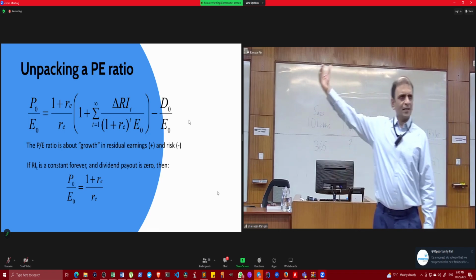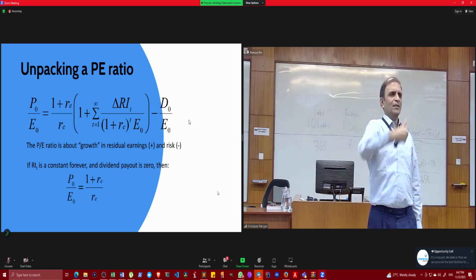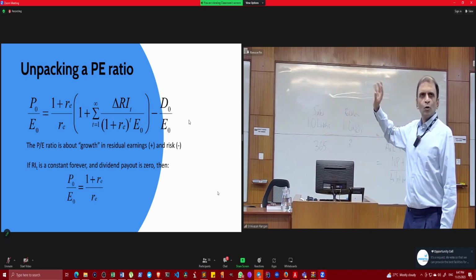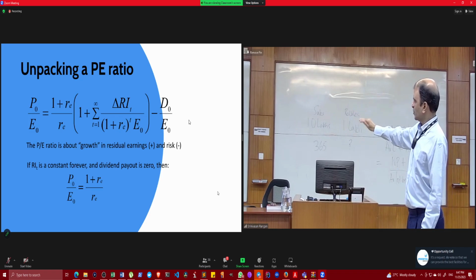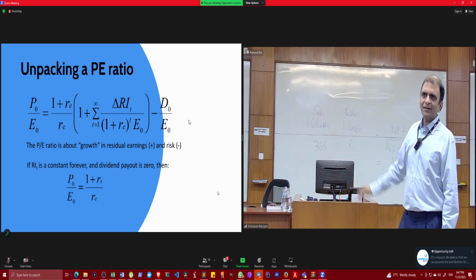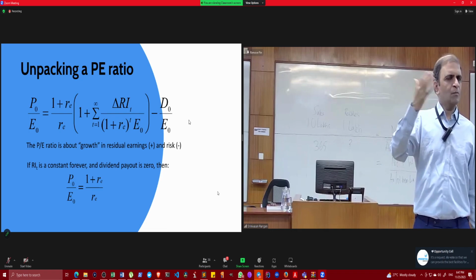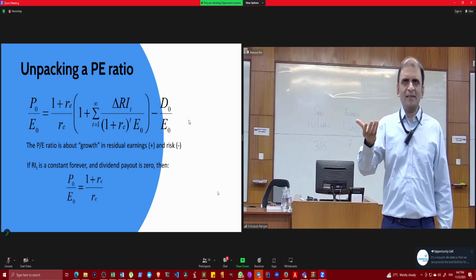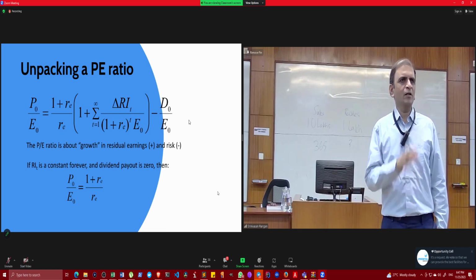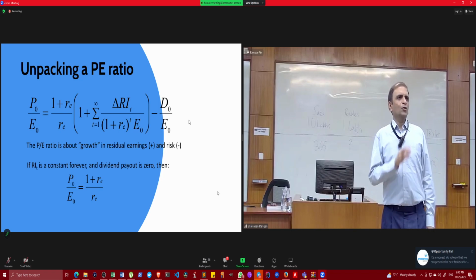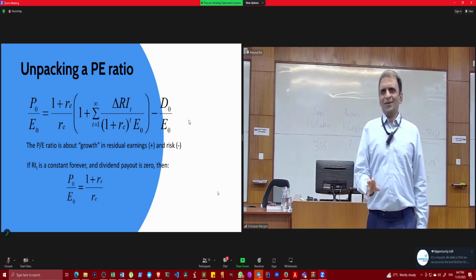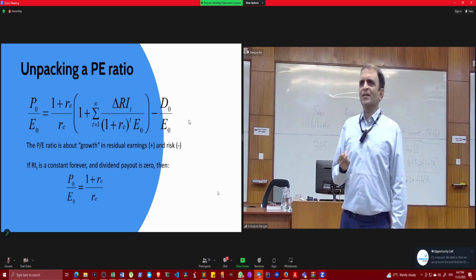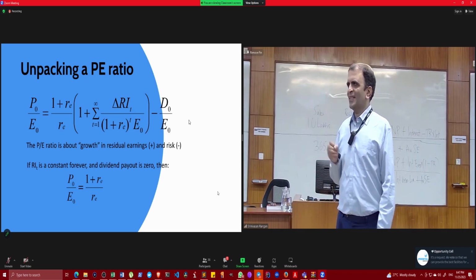So if your expected return is, let's say, 10%, and there is zero growth in earnings, this whole formula boils down to (1 + RE) / RE. So it will be 1 plus 0.1, where 10% is the expected return, divided by 0.1, which works out to 11. So a P/E ratio should formally be about 11 if you are expecting a return of 10% on your investment. That's what the formula says.